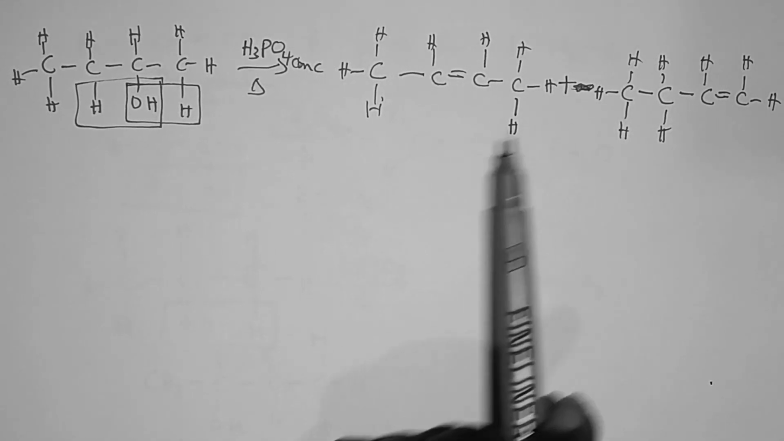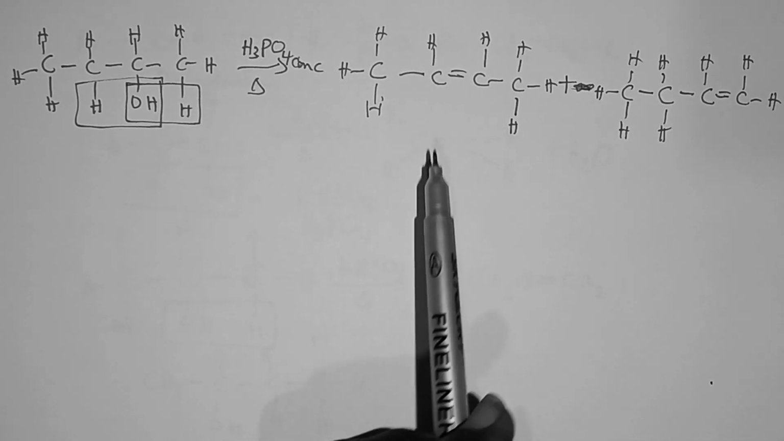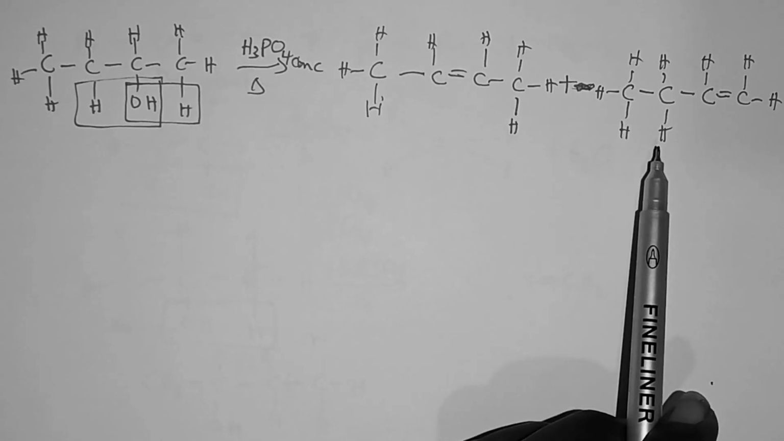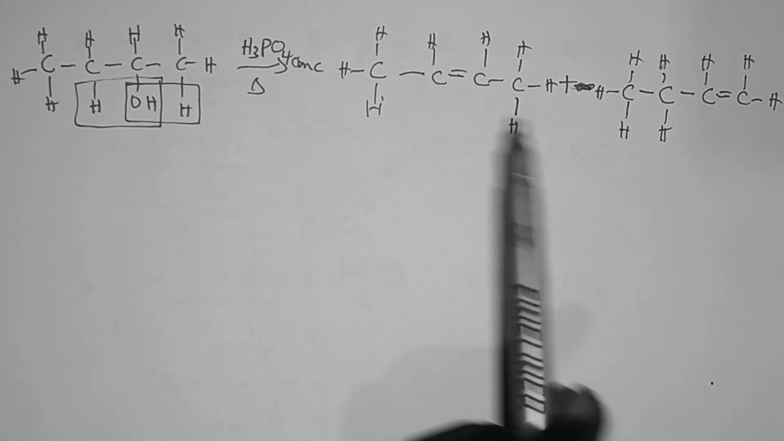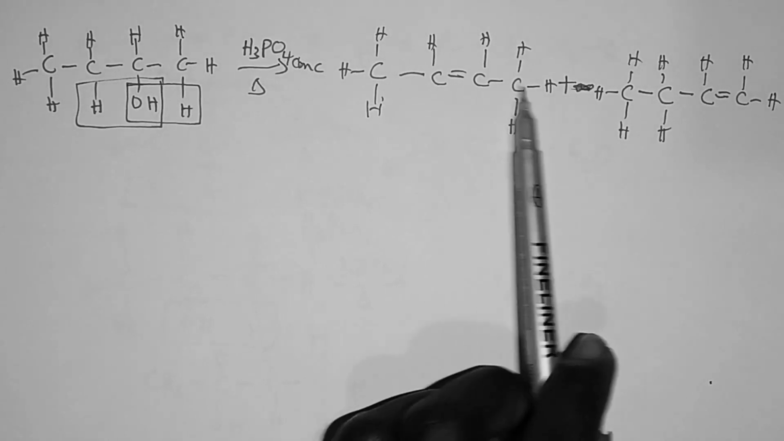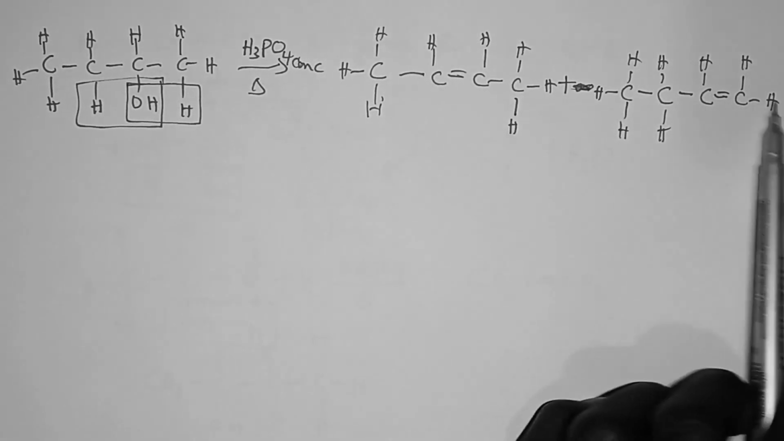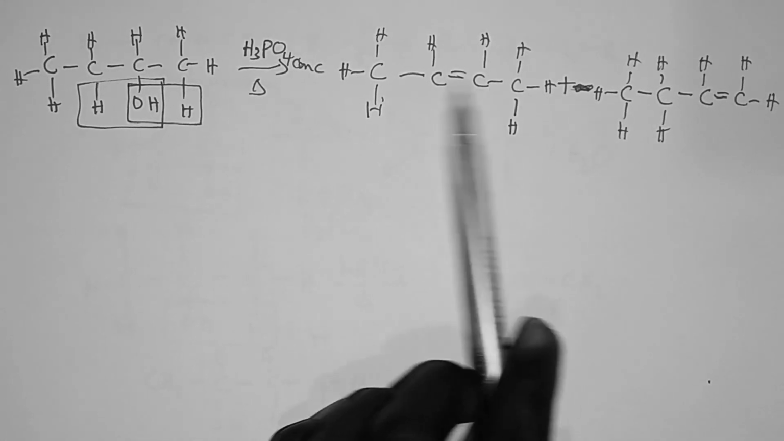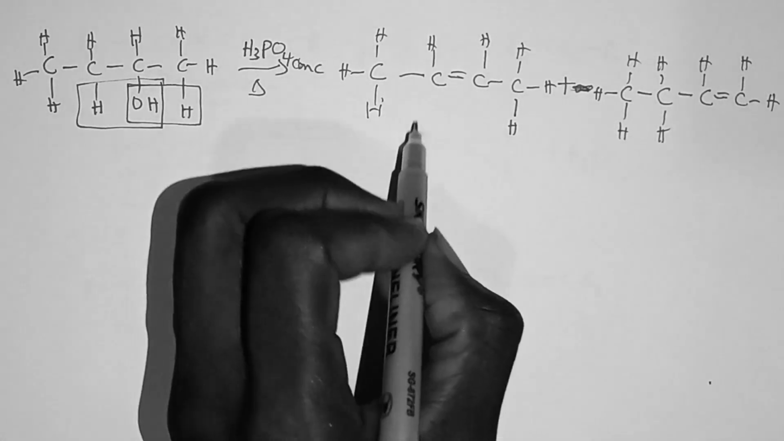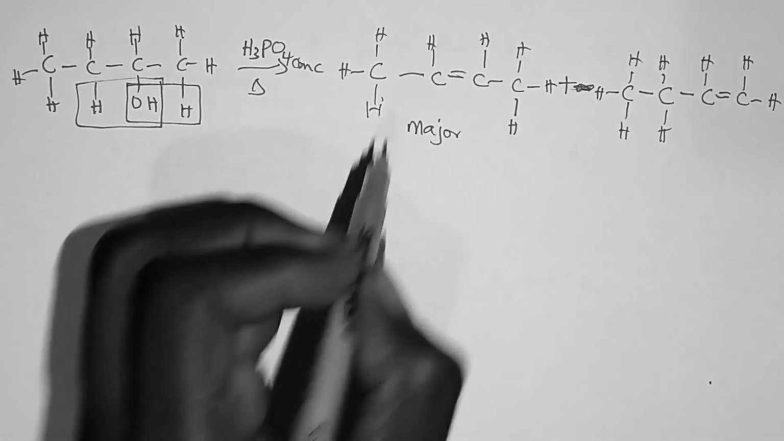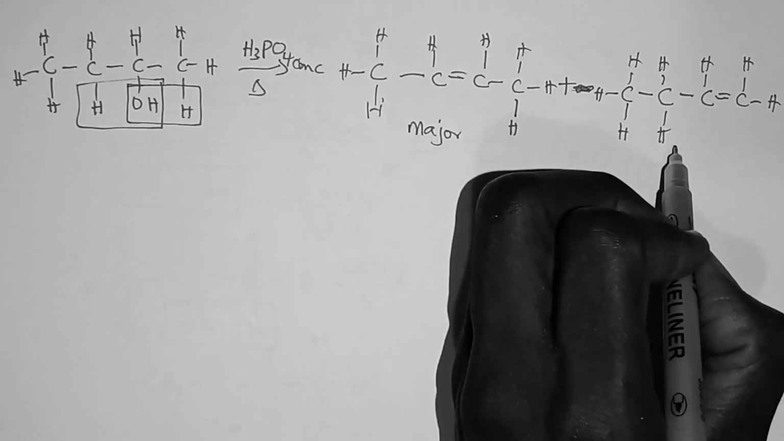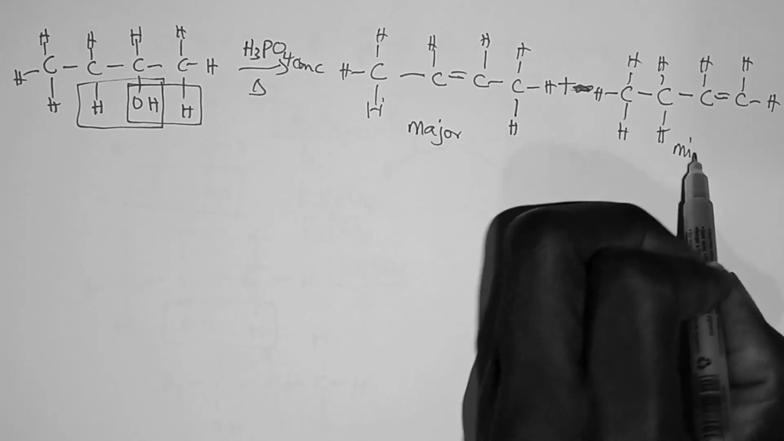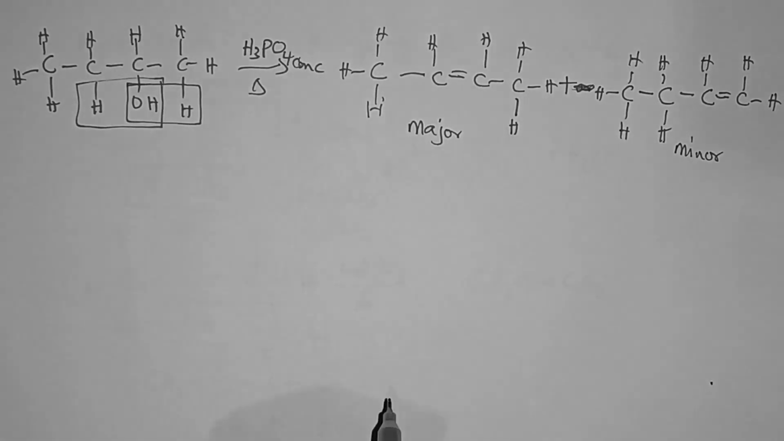Which of these two products is the major product? According to the Zaitsev rule, the major product is the more substituted product. If you come here, you will see that here there are two alkyl substitutions, but here there's only one alkyl substitution. So this is a monosubstituted alkene, and this is a disubstituted alkene. So the major product is going to be the disubstituted alkene according to the Zaitsev rule, and the minor product is going to be the monosubstituted alkene. That is the minor product.